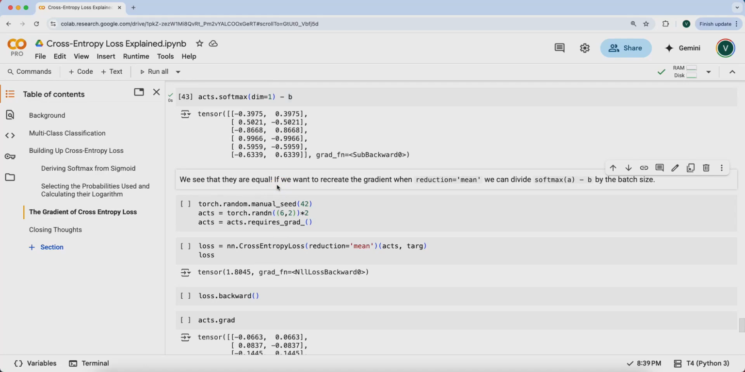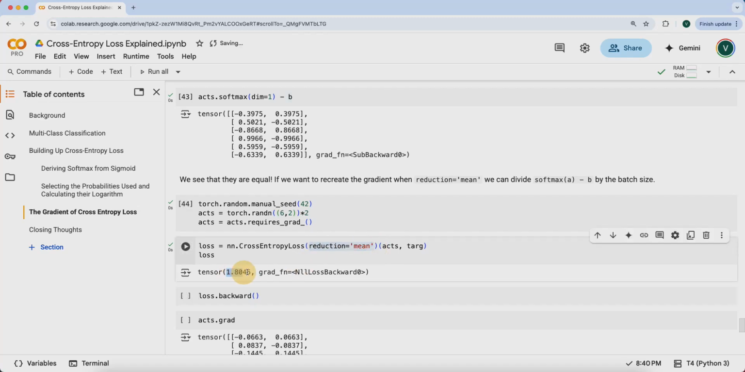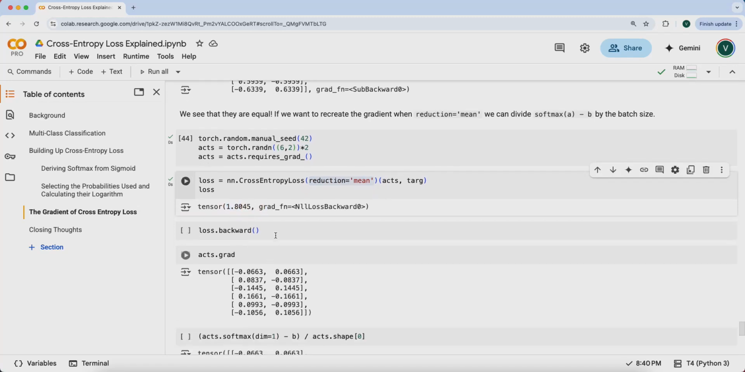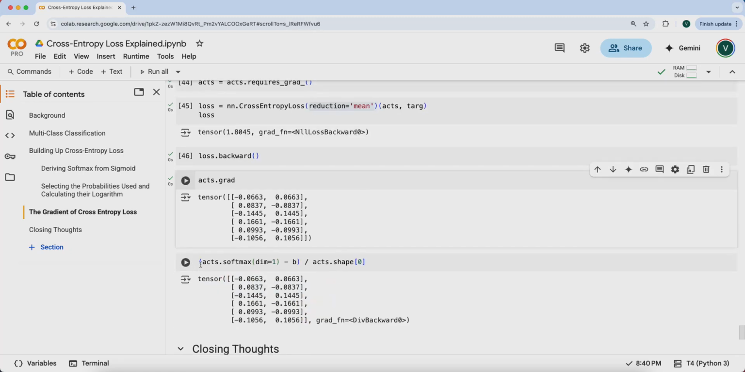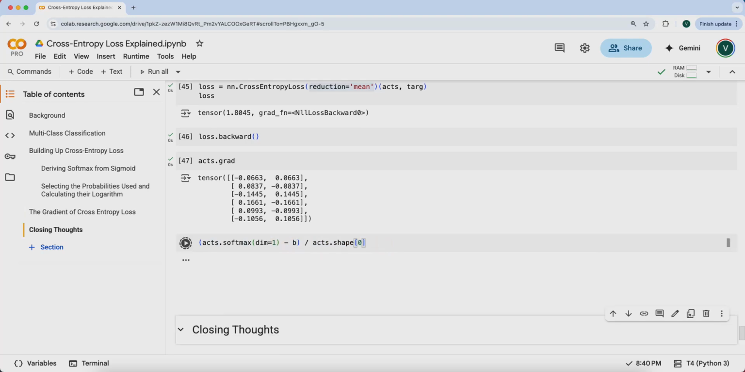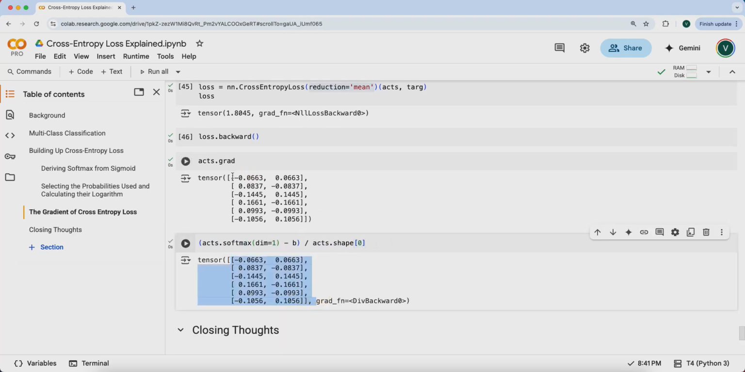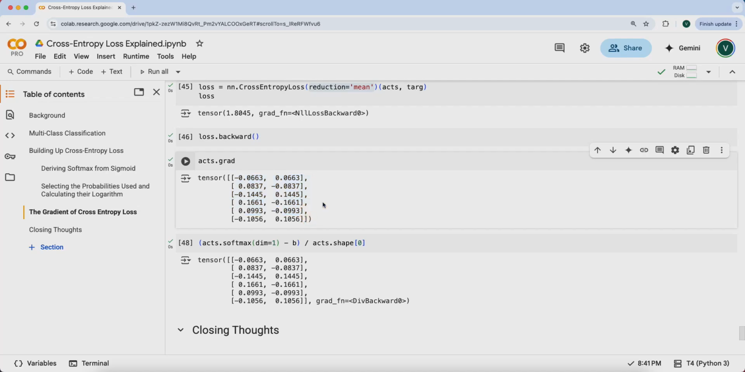Looking at one more wrinkle, since ultimately we want the mean value of the cross-entropy loss, or at least that's common, how do we handle that? So I have reduction equals mean. Now this is 1.805. Calculate the backward pass, and if I look at my gradients, now they are considerably smaller. So all I have to do here is my manual gradient, which is softmax of activations minus the targets, except now I just divide by the batch size, which is 6. And then I get the same result as Torch's automatic gradient.